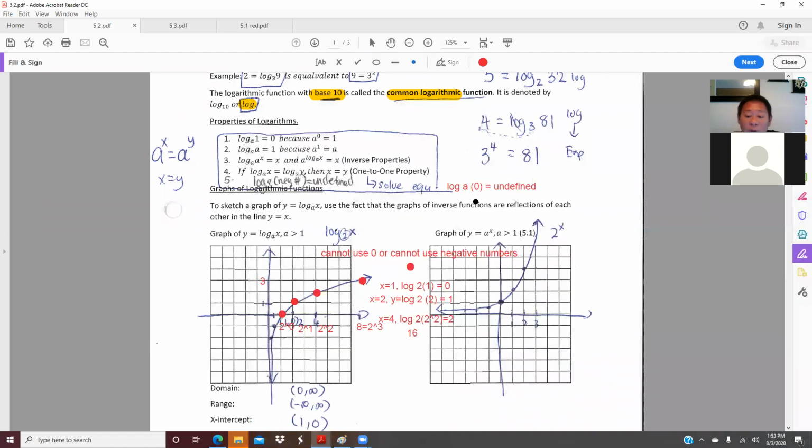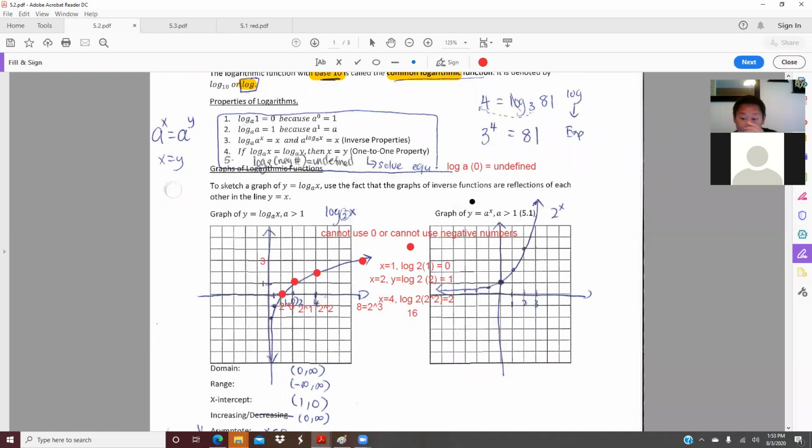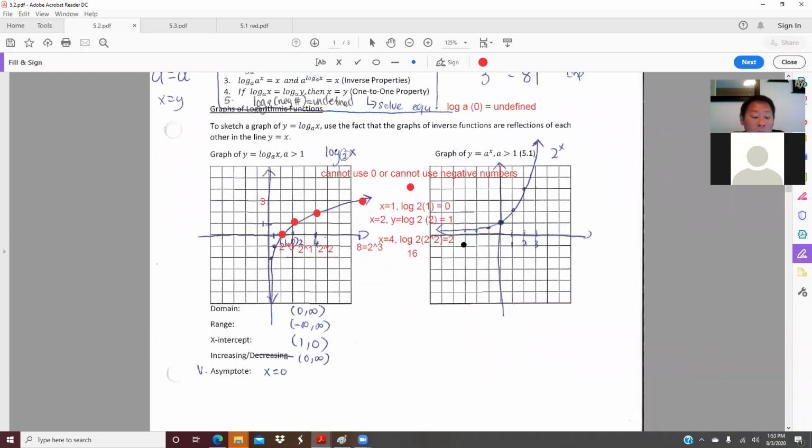So let's talk about the domain. The domain for this is from 0 to infinity because it doesn't go to negative, and cannot include 0. Your range is all real numbers. It has an x-intercept of 1, 0. And this graph is always increasing from 0 to infinity. And it has a vertical asymptote at x equals 0.